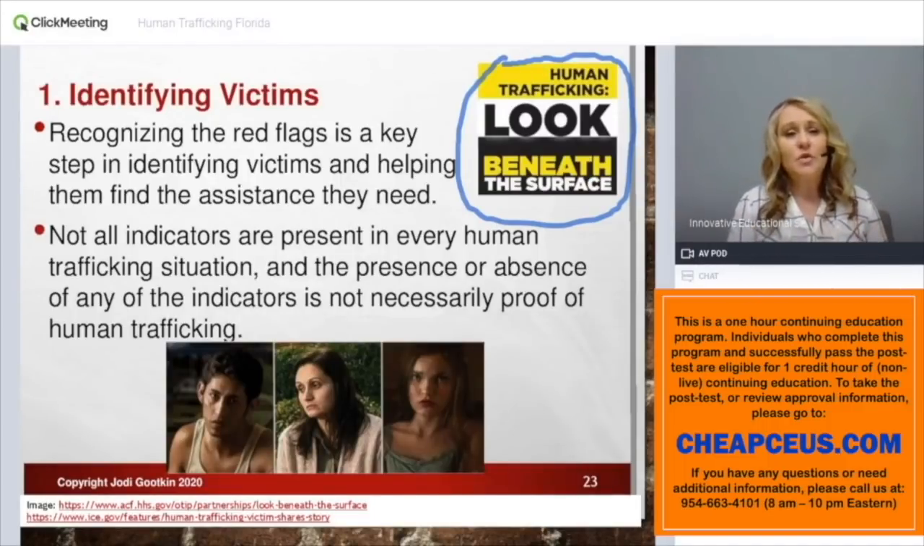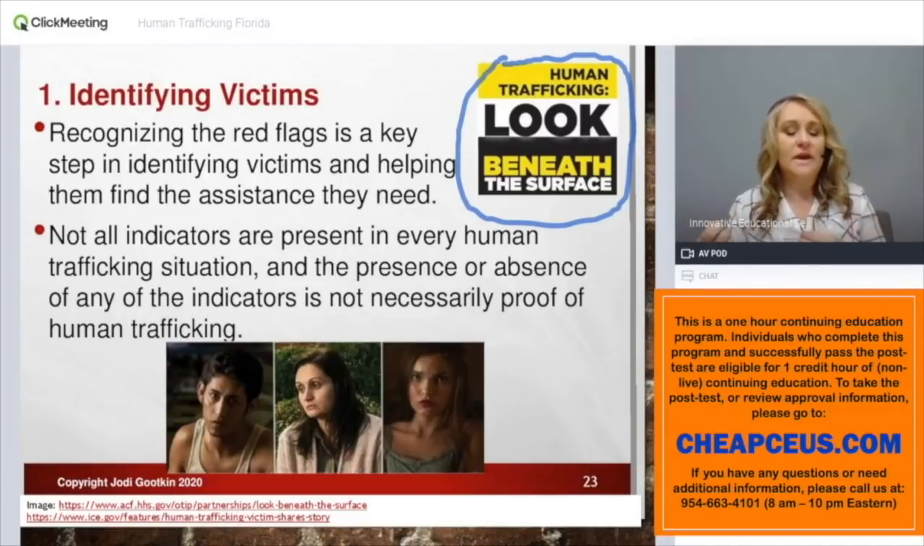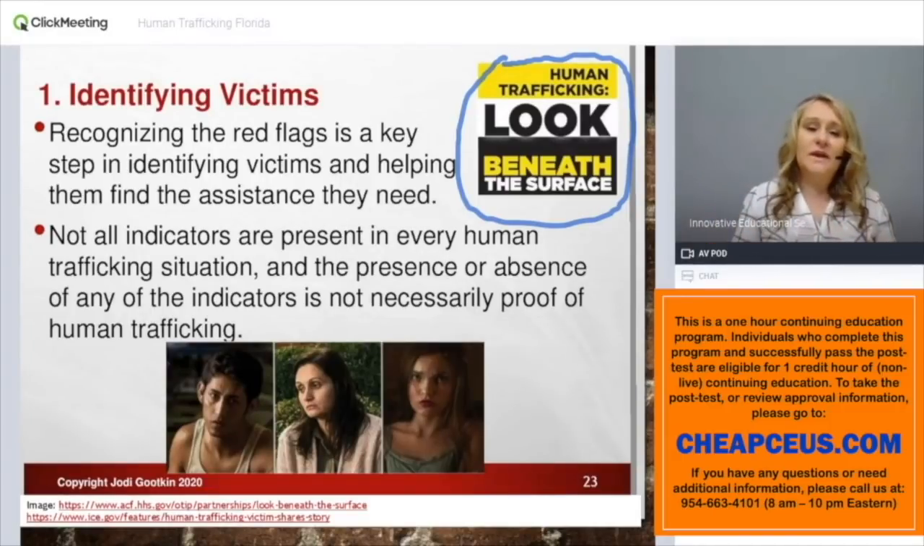Now, depending on the setting that you work in, the Florida Department of Health actually includes screening questions in their intake forms for any individual who is seen at a Department of Health, and that's to try to help identify the victims. But if you're not in that setting, you need to know the specific red flags that you need to look for.